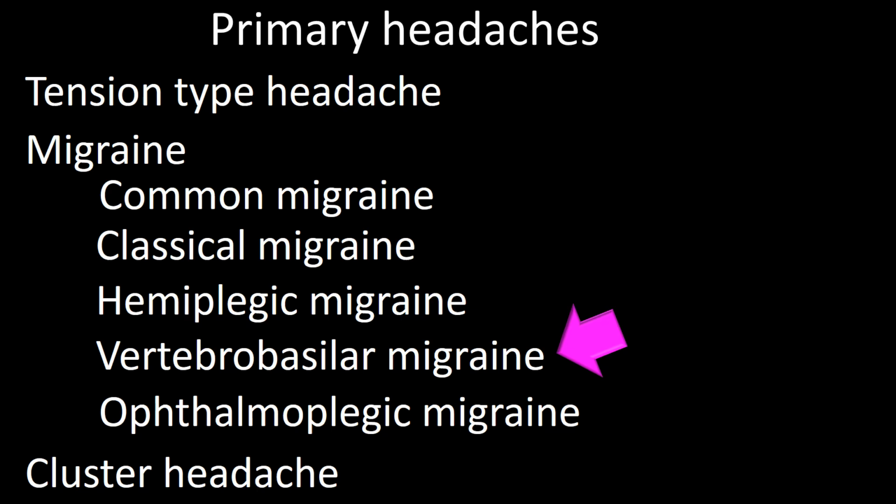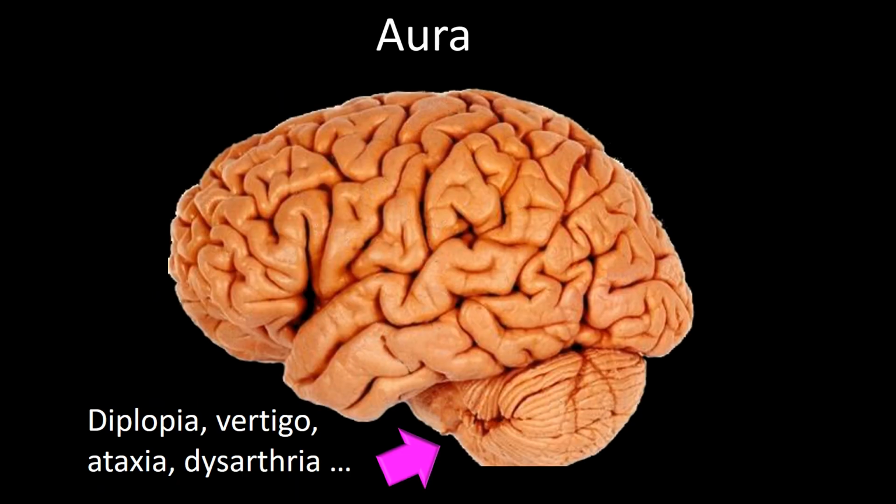Vertebrovascular migraines refer to migraine headache preceded by signs of brainstem dysfunction, such as diplopia, vertigo, ataxia, and dysarthria. These findings correspond to involvement of the vertebrovascular circulation.